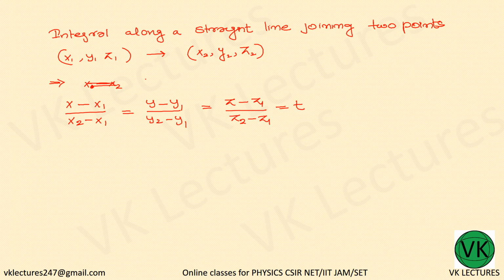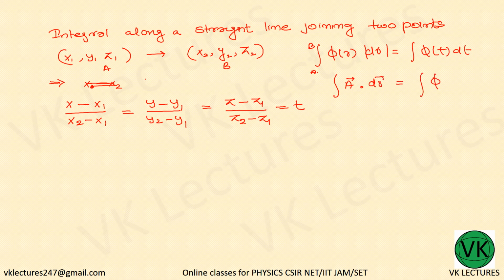So the rest is as follows. The integral phi of r dr is equal to integral phi of t dt, and this is from A to B, some point. This is A, this is B. Vector A dot dr is equal to integral phi of t dt. This is also from A to B.